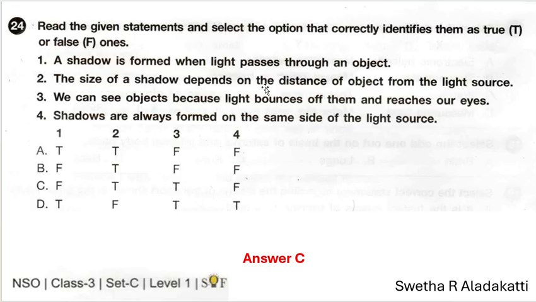Size of an object depends on the distance from the object. True. We can see the object because light bounces off them and reaches our eyes. Yes. True. Shadows are always formed on the same side of the light source. No, it is formed on the opposite side of the light source. False. So we go with option C. False, true, true, false.